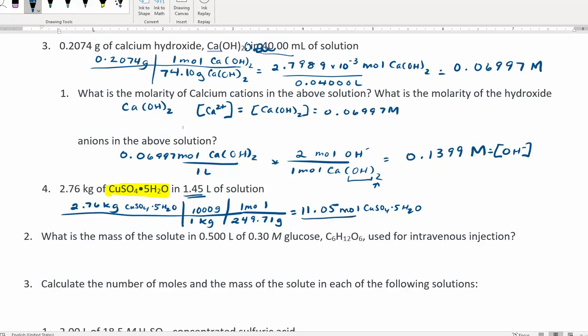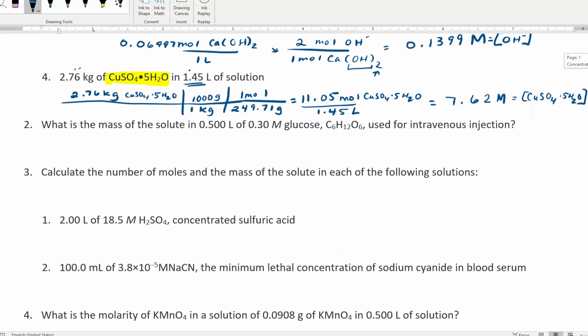So I'm going to leave this number in my calculator and divide it by 1.45 capital L liters. Remember, when you're finding molarity, you need to use liters. And I get 7.62 capital M molar, and that is the concentration of copper sulfate pentahydrate. 3 sig figs in my question leads to 3 sig figs for my molarity.